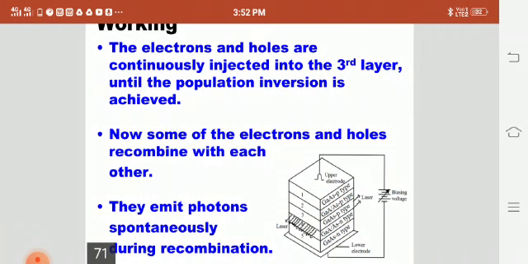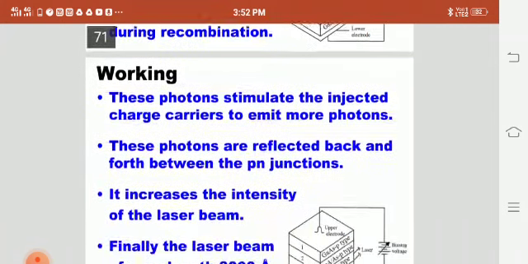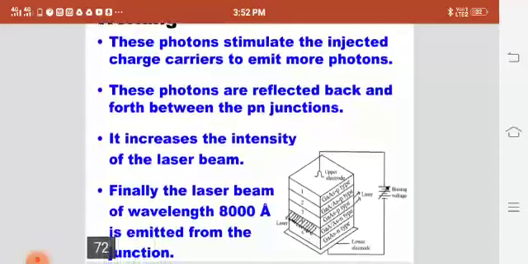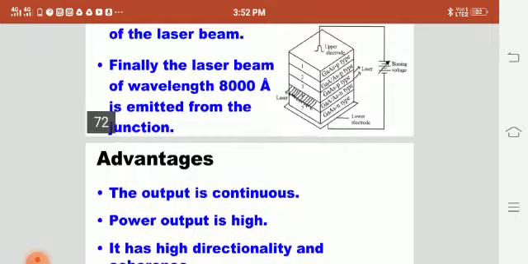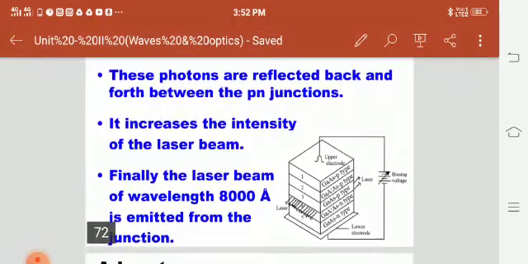Now some of the electrons and holes recombine with each other. They emit photons spontaneously during this recombination. These photons stimulate the injected charge carriers to emit more number of photons. These photons are reflected back and forth between the PN junction. It increases the intensity of the laser beam, that is called optical resonation. Finally, a laser beam of wavelength 8000 angstrom is emitted from the junction. This is the working procedure of our heterojunction laser.